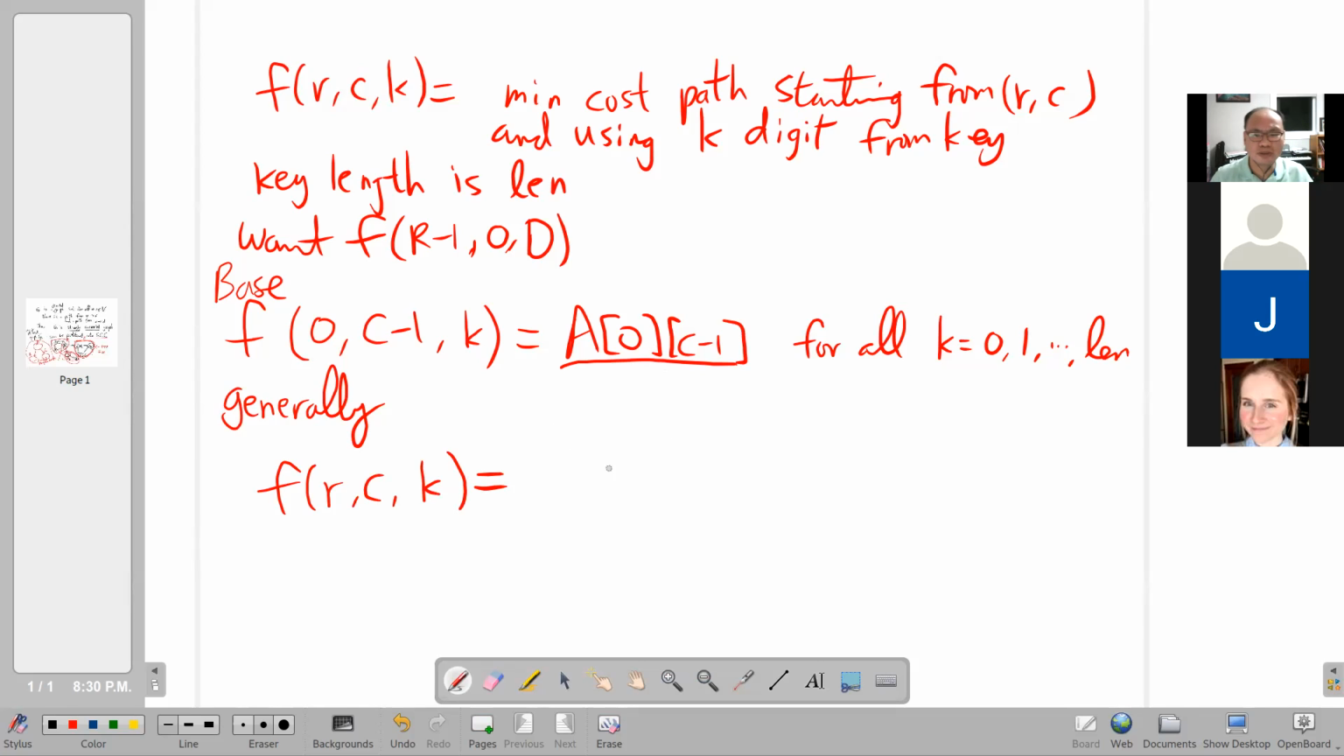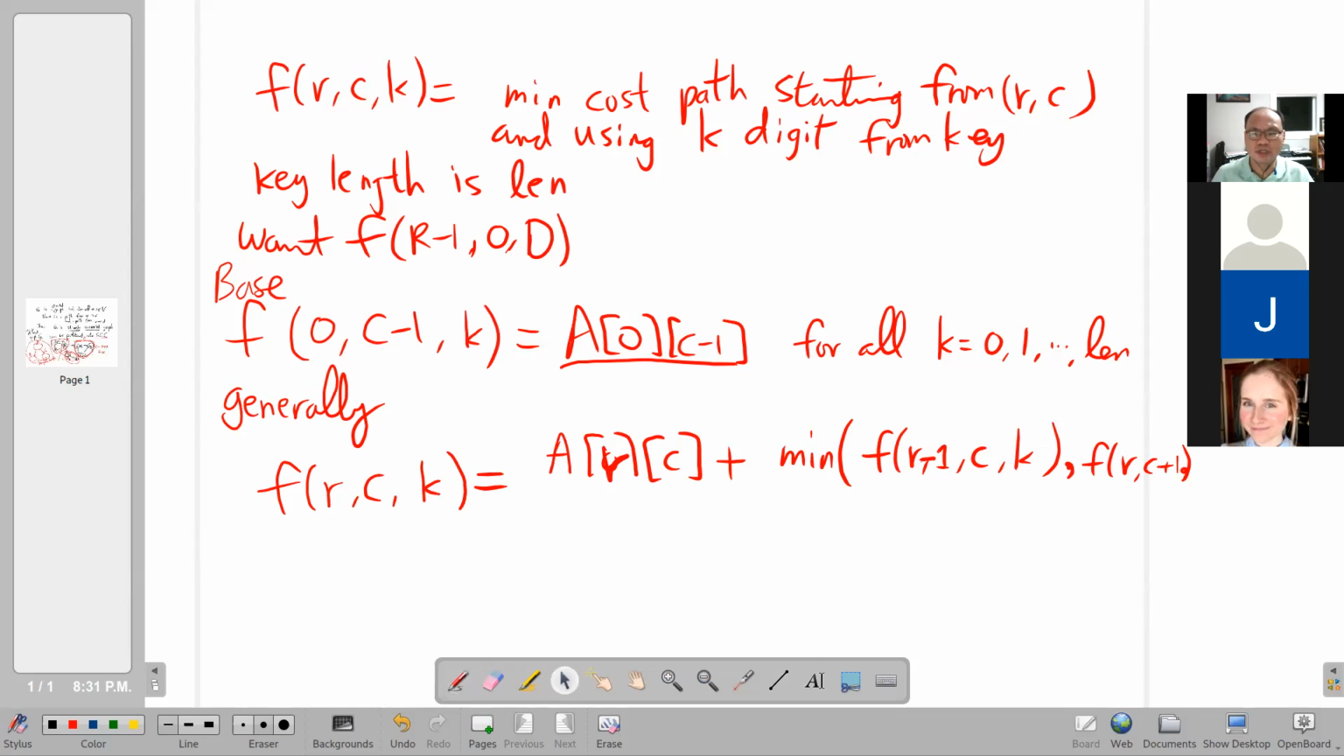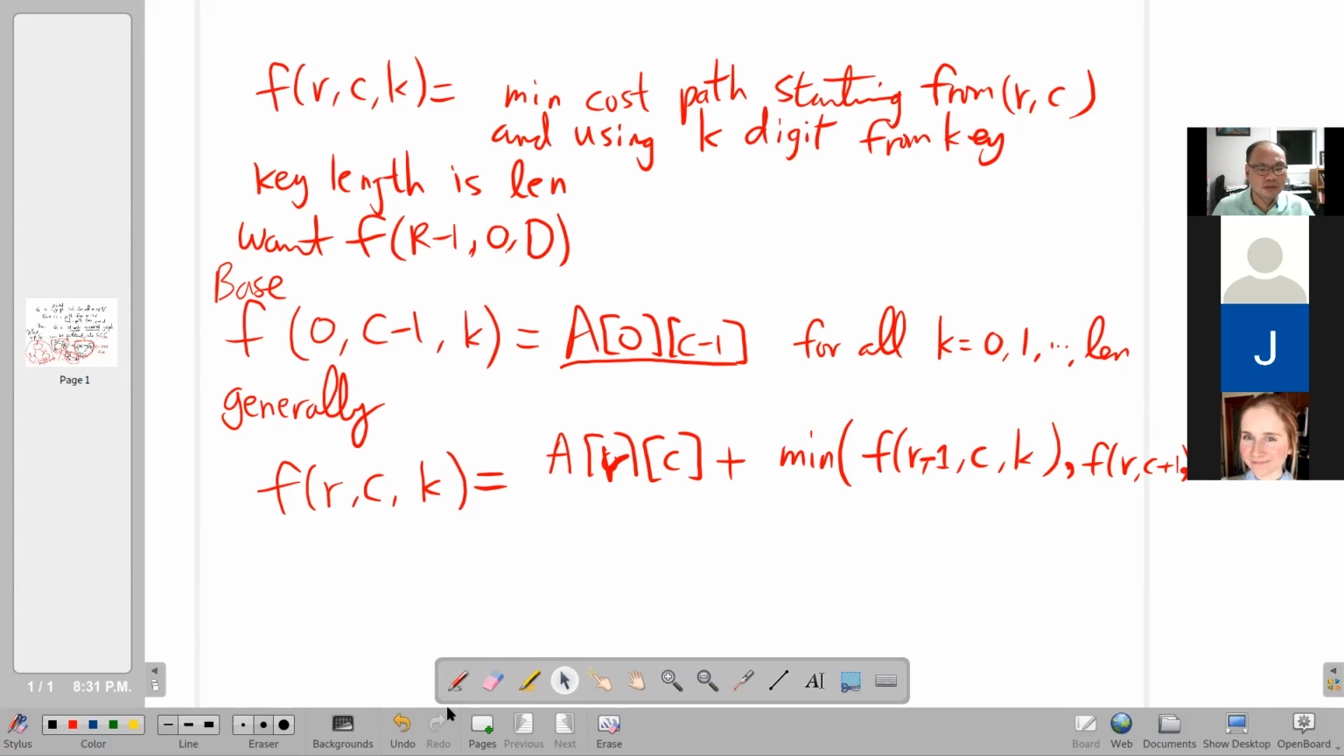So you can decide not to hop. So you can hit A of R, C plus the minimum of F of R minus 1, C, K, or F of R, C plus 1, K. So we are not using any digits, so recursively we still have used the same number of digits. So the first line means no hopping.